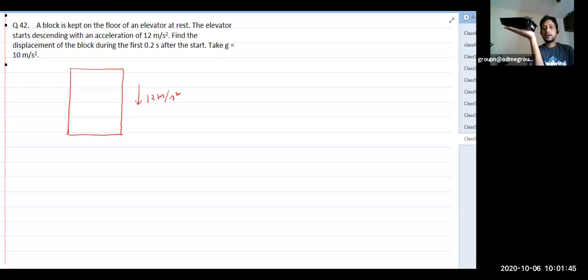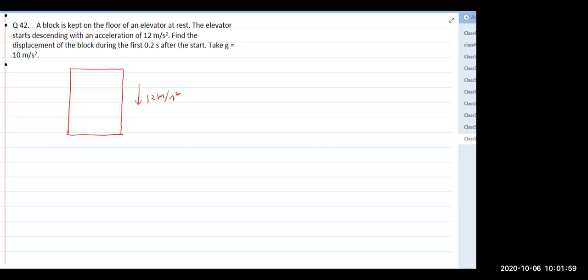That is what is happening because the downward acceleration of the lift is more than the gravitational acceleration, so the object will lose contact with the surface. The object is kept here, but the lift is accelerating downward with acceleration a greater than g. It is going down very fast, so this object will leave contact with the lower surface and come in the air.